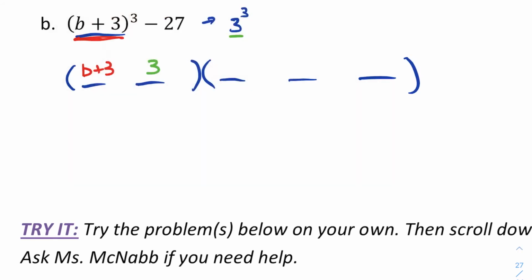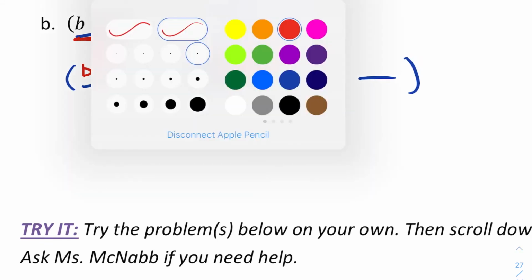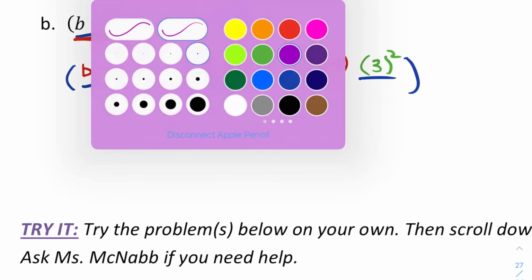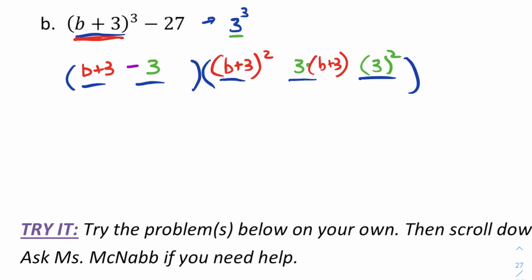And then I'll have my b plus 3 squared and my 3 squared. My middle term is those two values being multiplied together. So I'll have 3 times my quantity of b plus 3. And then I'm going to fill in my signs. Since it's subtraction, same sign that I started with, so subtraction. Opposite sign, so plus. And then the last one is always addition.